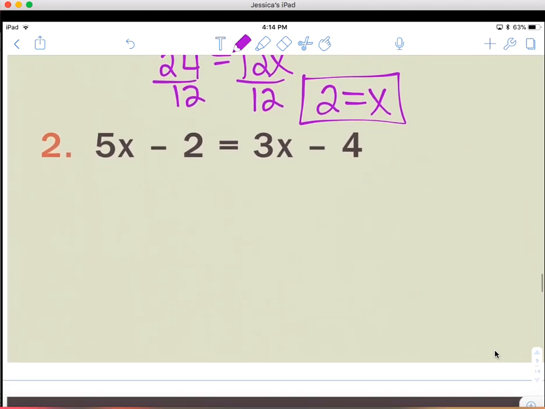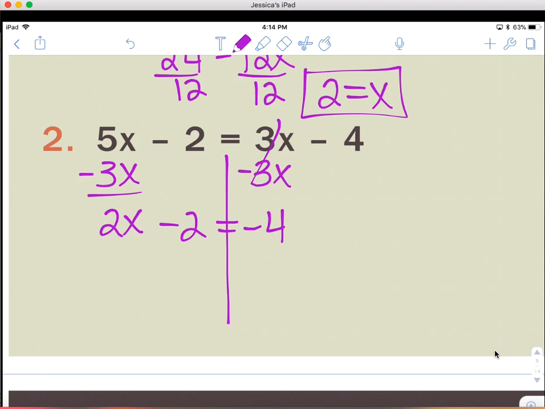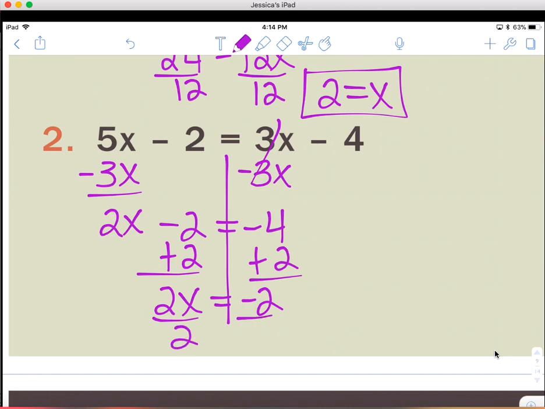On number 2, I would start by moving the 3x over. Since 3x is positive, you have to subtract it on both sides. When you do that, you're left with 2x minus 2 equals negative 4. Don't forget to bring down that negative. From here, I'm going to add 2 on both sides, and then I'm going to divide by 2. X equals negative 1.